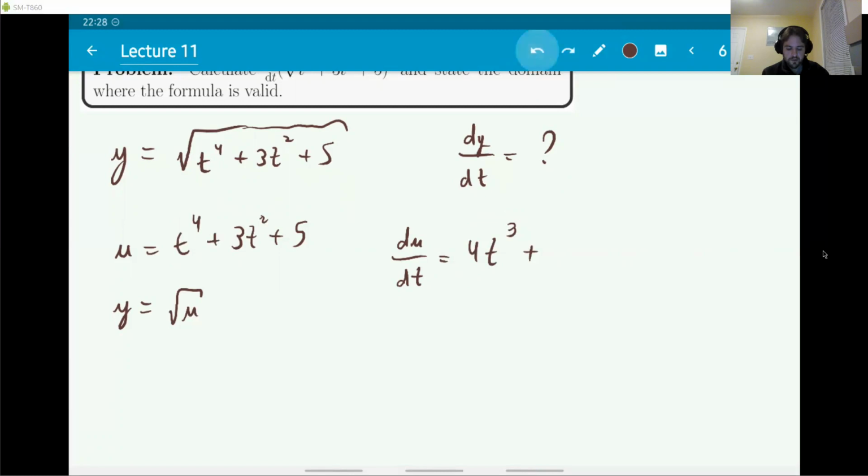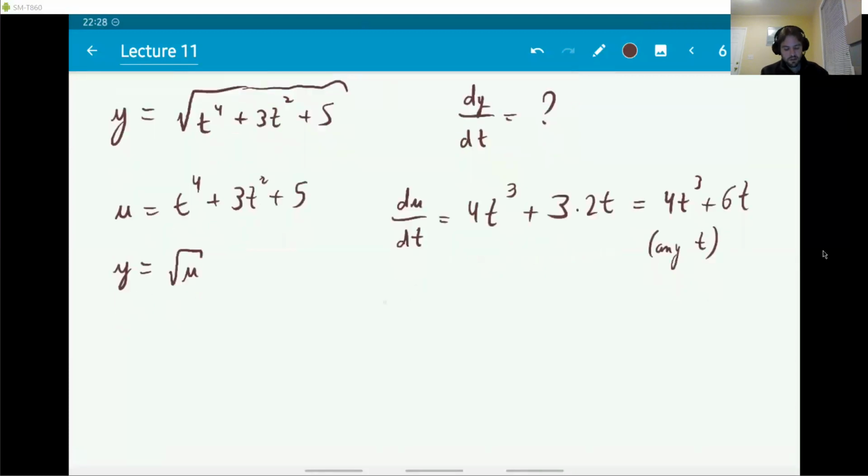Now, what is the derivative of 3t squared? The 3 is just a constant, and the derivative of t squared is 2t. Finally, the derivative of plus 5 is 0. It's just a constant. So this gives you 4t cubed plus 6t. And the domain here is any t, any real number t.